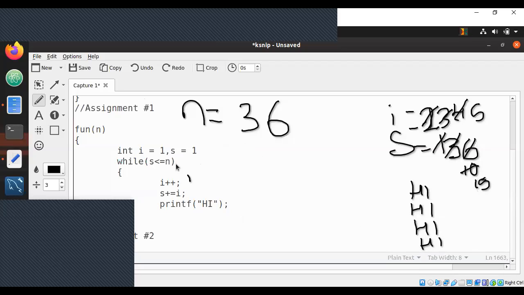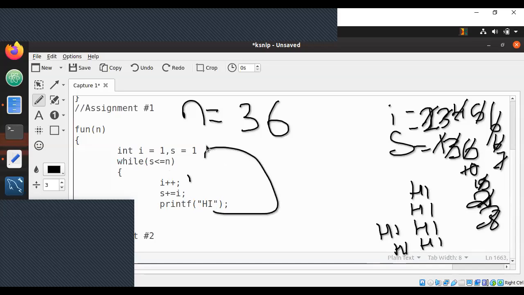Again it goes back here, while s less than or equal to n. True, 15 is less than or equal, so you increase i value again, it becomes 6. And 6 plus 15, you get 21. So we have executed this 5 times, hi gets printed the fifth time, so I'll just type it on the left side here, 5 times done. And then it goes back again, i becomes 7, and 21 plus 7, you'll get 28. That is when it prints hi again for the sixth time, and then when it goes again, it stops because the next value is no longer less than or equal to 36. So it has executed 6 times.